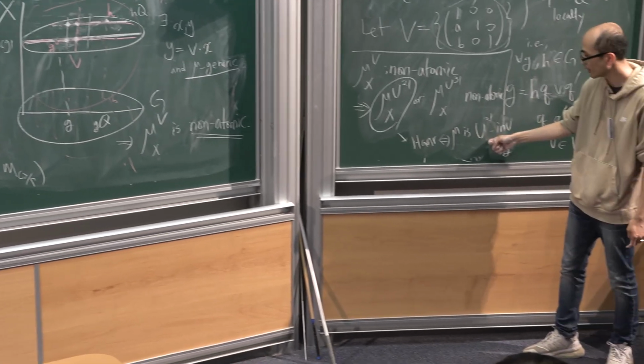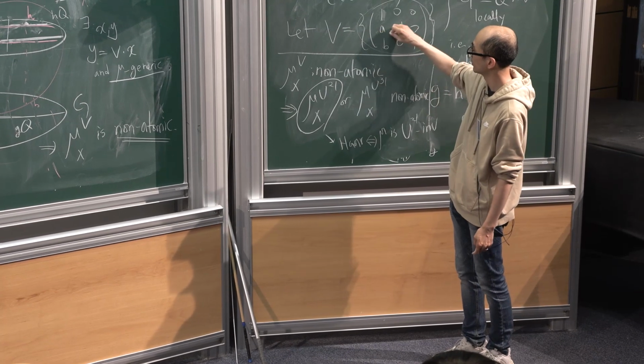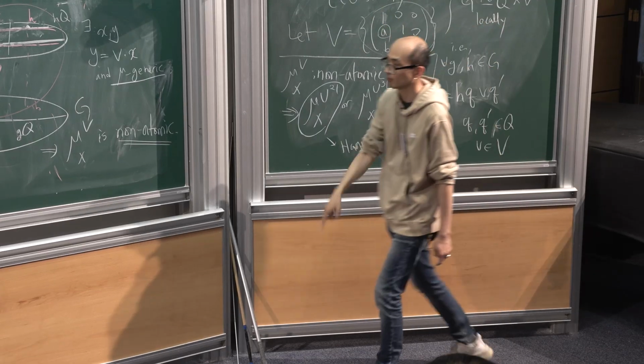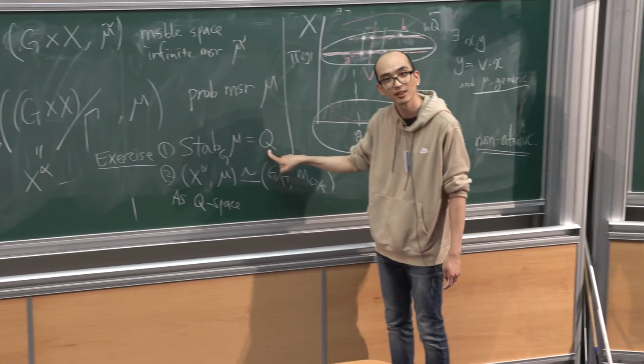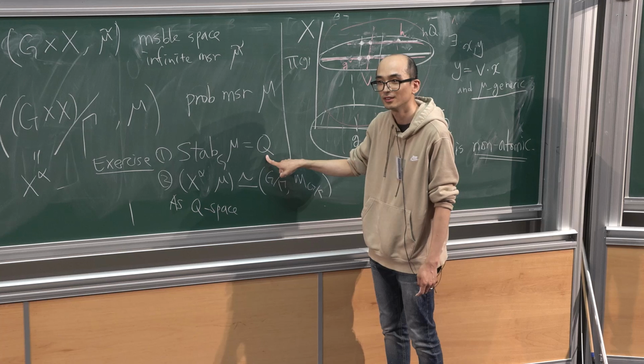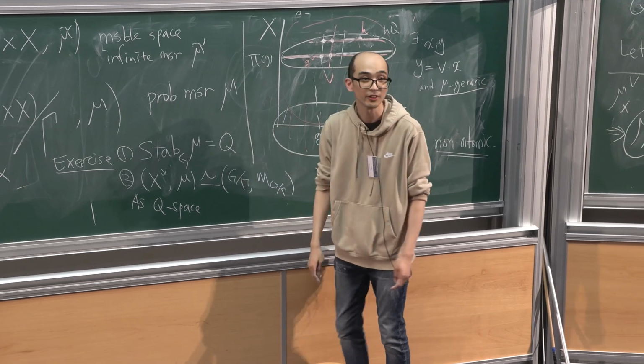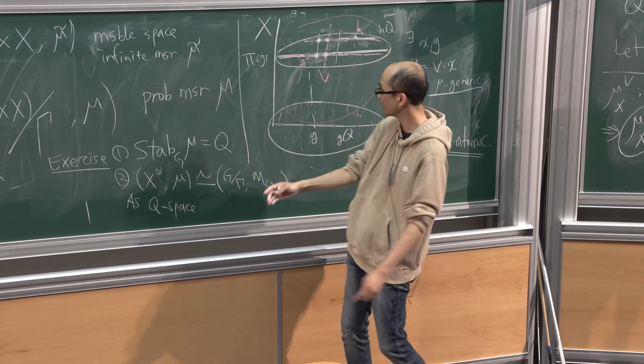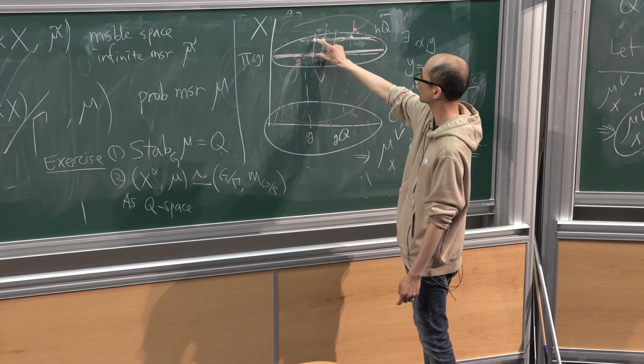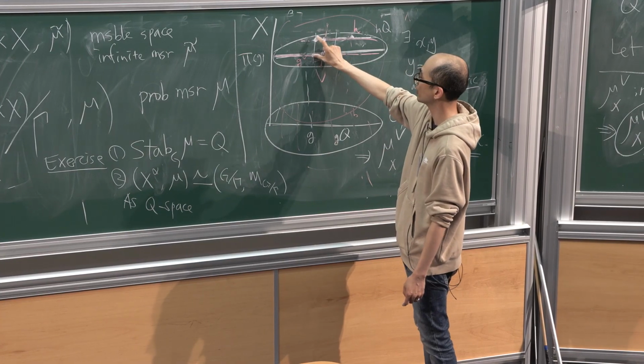Mu is u21 invariant, but u21 is not in Q. But I also said that the stabilizer is only Q. So you cannot get the additional invariance. And that's it. Then that means that I cannot get the two generic points in the same V orbit.